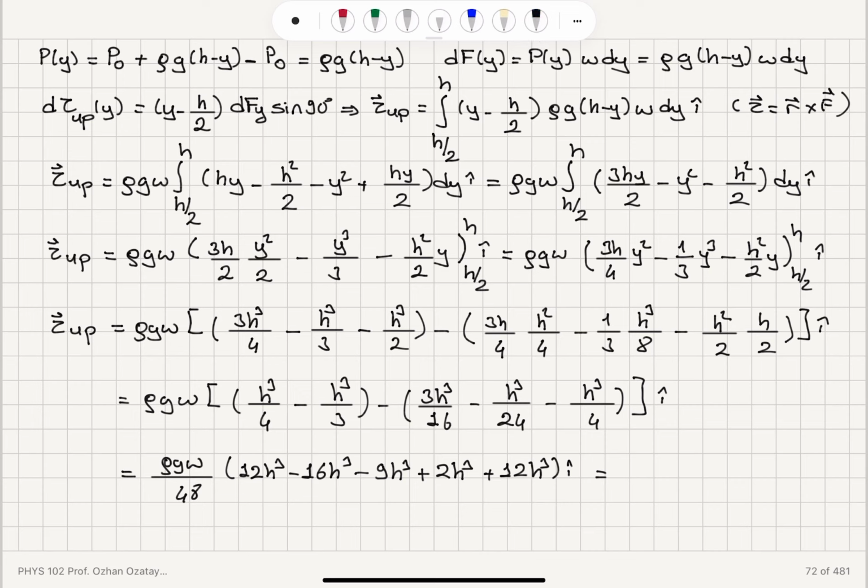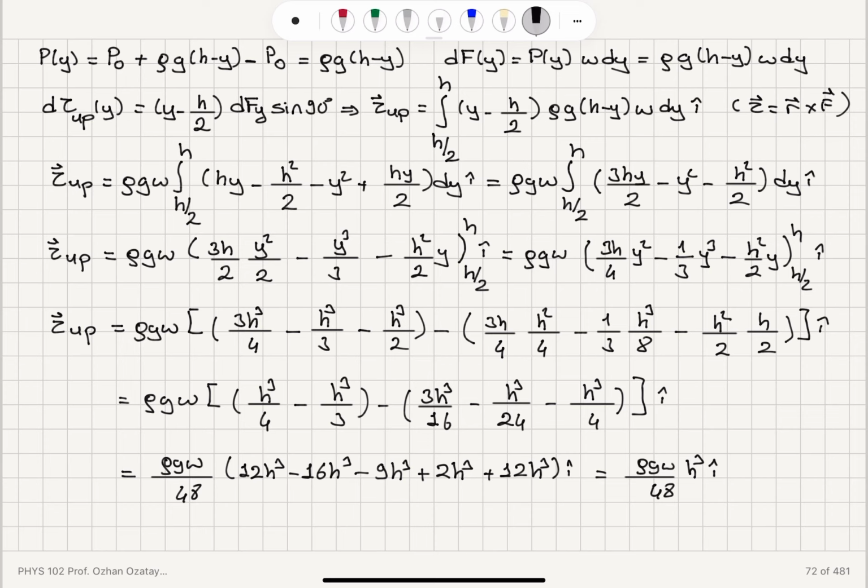if I sum it up, you can see here 12 plus 12 is 24, plus 2 is 26, 16 plus 9 is 25, 26 minus 25 gives me 1. So this will be equal to rho g w over 48 h cubed in the i hat direction. Okay, so that's the upper portion.